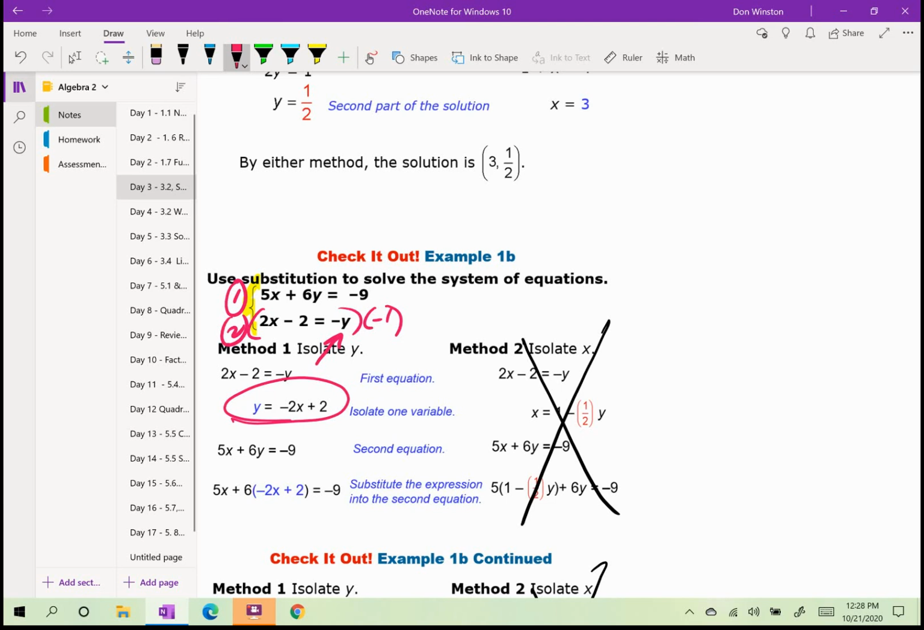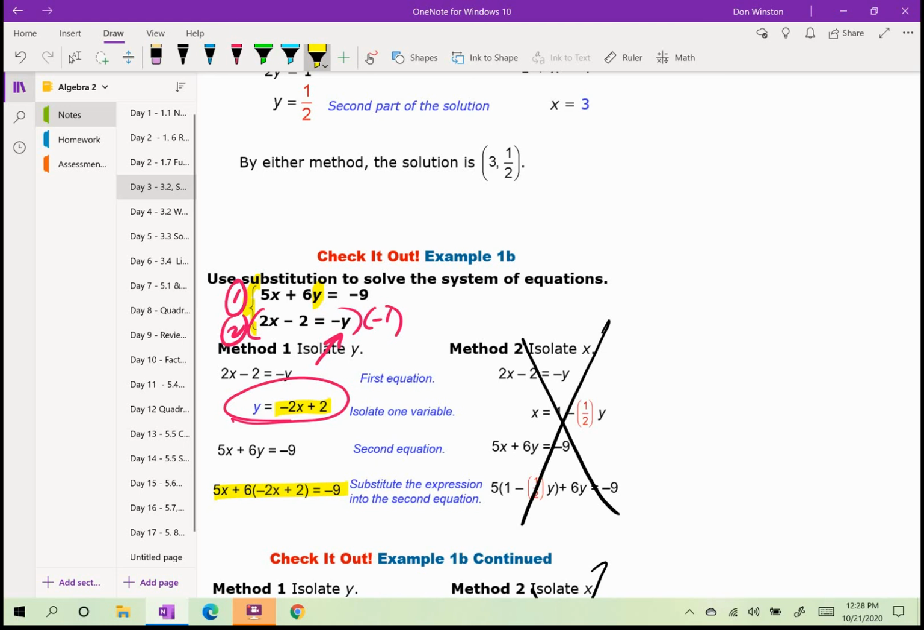Now we take that expression, which is negative 2x plus 2, for y, and then we substitute it into the top equation. Okay, so we're going to replace y with negative 2x plus 2. So that's what they did. So we have 5x plus 6, but y is negative 2x plus 2, and that equals 9. Okay, so now step 3. We have to solve for x here.